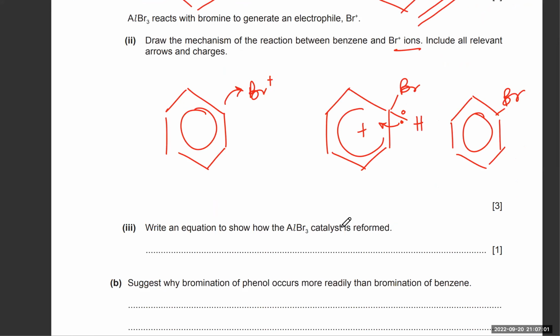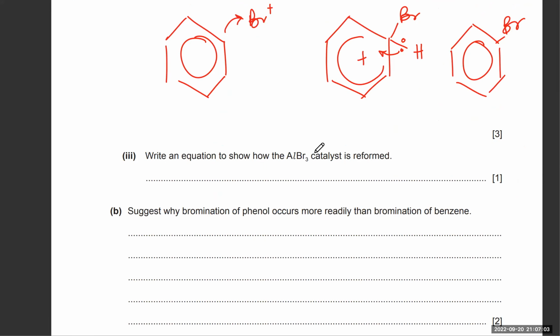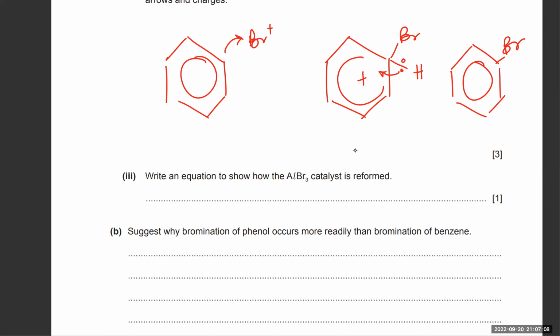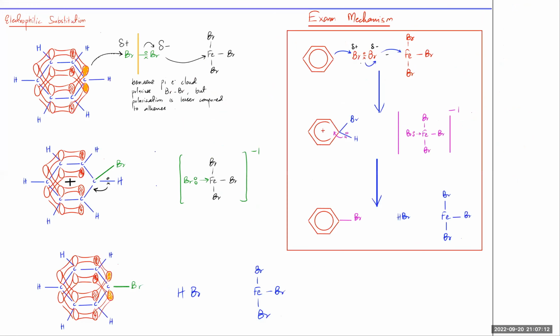Yes. Next: write an equation to show how the AlBr3 catalyst is reformed. Going back to the notes, remember there were 2 catalysts that could be used: FeBr3 or AlBr3. The Al will first gain the Br negative ion, so it will become AlBr4 minus 1. Like over here, it becomes FeBr4 minus 1. So that's the first part.